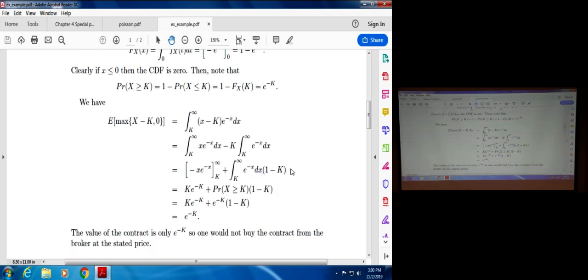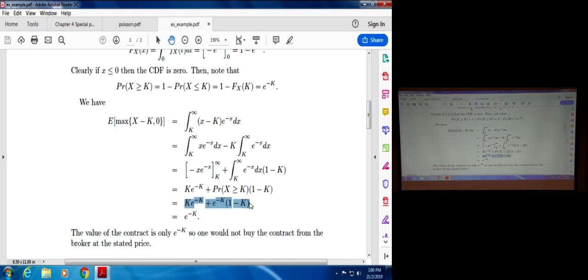Now, like I say, I'm in a good position, because this number here is e to the minus k. I've done that already. For this number here, the limit as x goes to infinity goes to 0, because x goes to infinity slower than e to the minus x goes to 0. And at k, I get k e to the minus k, but I subtract that. So the value of this thing here is k e to the minus k, multiplied by the probability x is greater than or equal to k, then times 1 minus k. This number is e to the minus k.